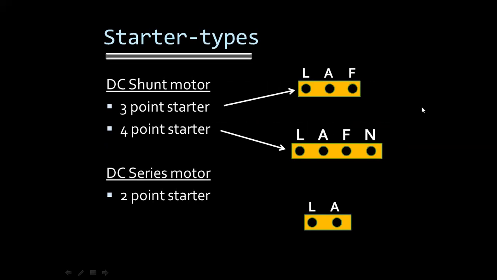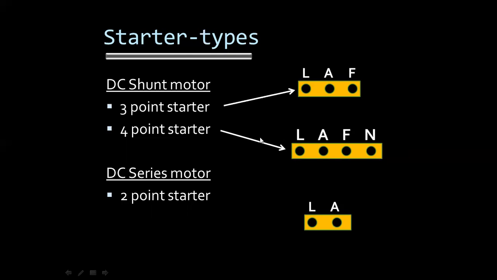The types of starters used for DC motor. For DC shunt motor, we use 3-point starter and 4-point starter. The starter terminals available will be labeled as L, A, F: L for line, A for armature, F for field. So L is usually connected to positive of supply. A belongs to armature of motor. So armature A terminal of motor will be connected to this starter A terminal, and field terminal of motor F will be connected to this field terminal of starter.